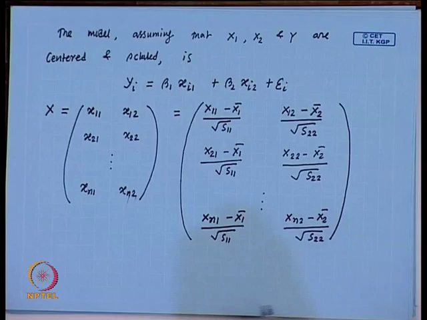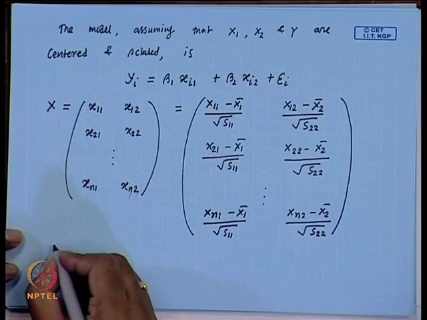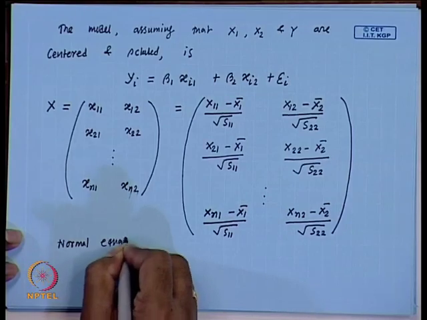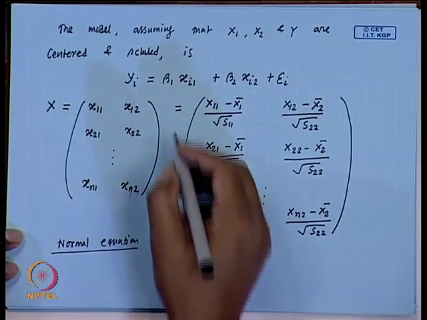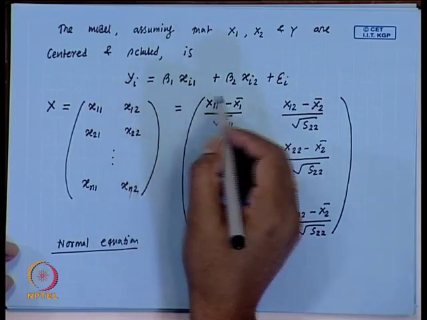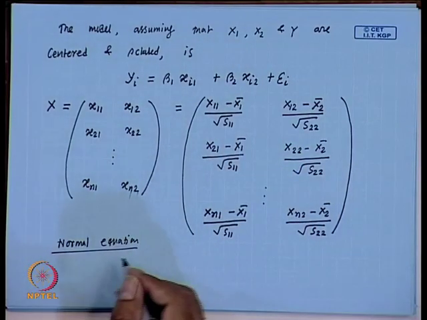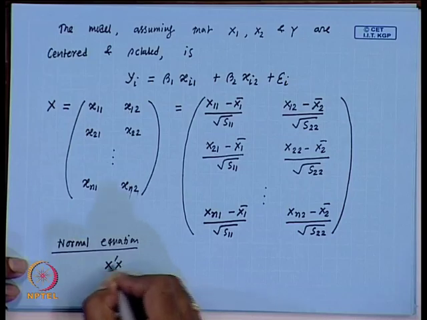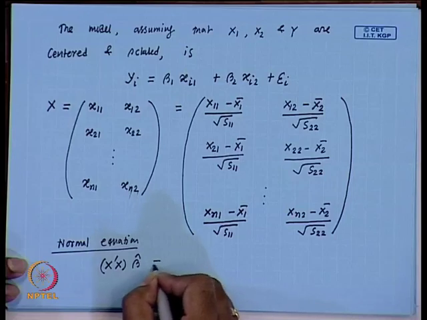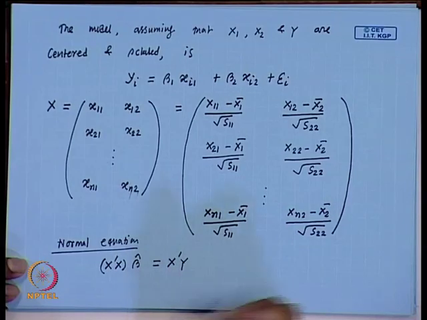Now, what is the normal equation associated with this model? The normal equation in general, basically I am trying to find the least square estimate of the two regression coefficients beta 1 and beta 2. So, the normal equation is X prime X beta hat equal to X prime y. Okay, you know what is y.